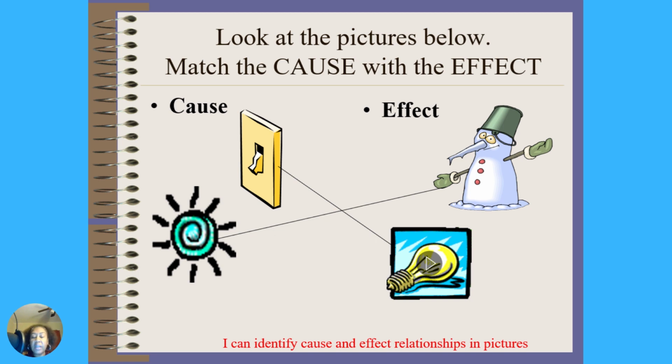If there's no sun, then the snowman will remain the snowman. But because the sun is out and it's shining brightly, the effect will be that Mr. Snowman, he will melt. Cause and effect. This happens first and this happens second. So, do you understand that, boys and girls? All right, nod your head if you do. Great, great, great. Let's move on.